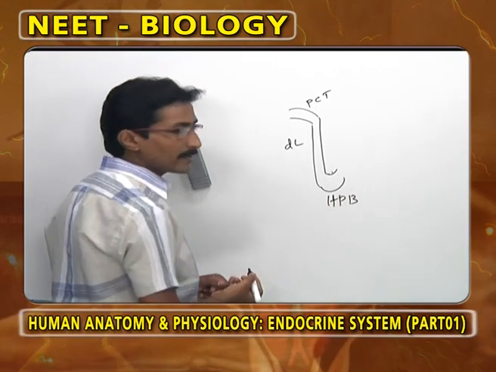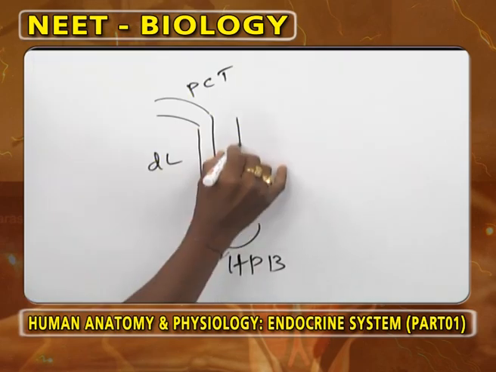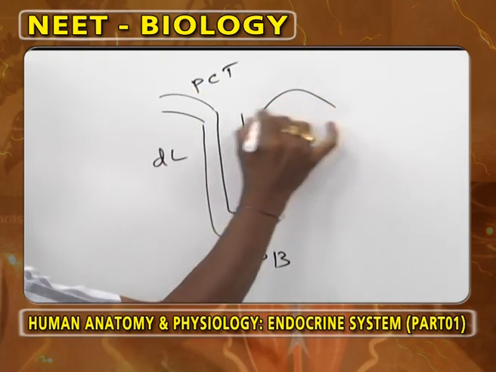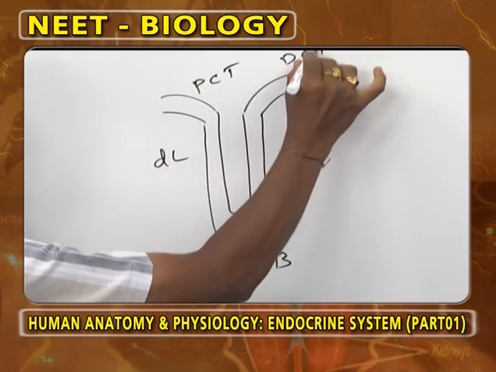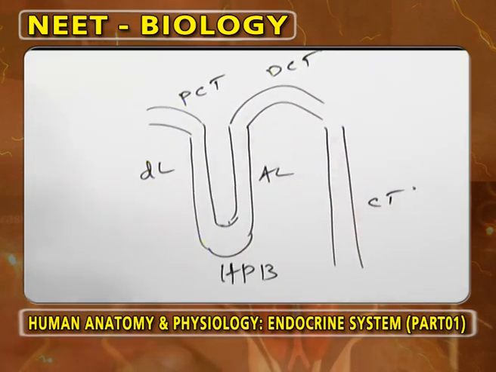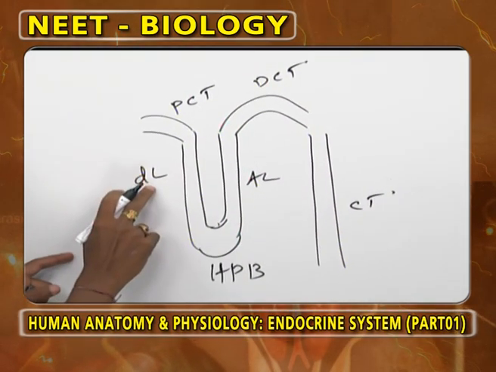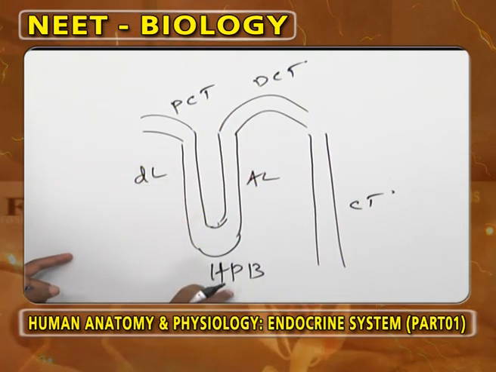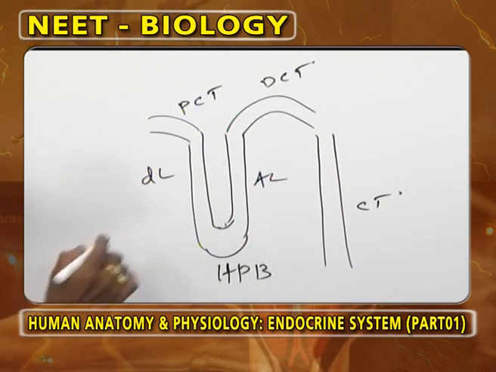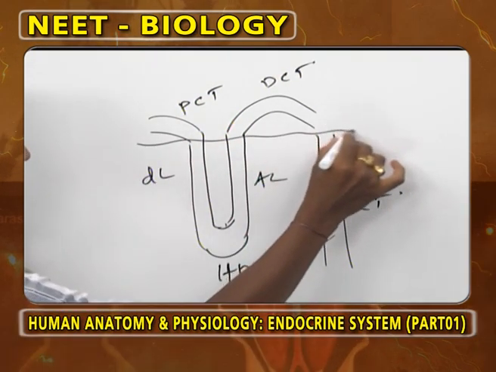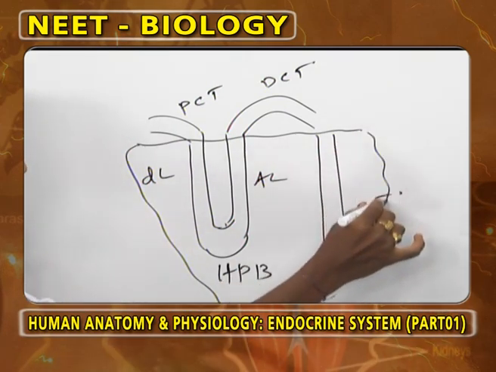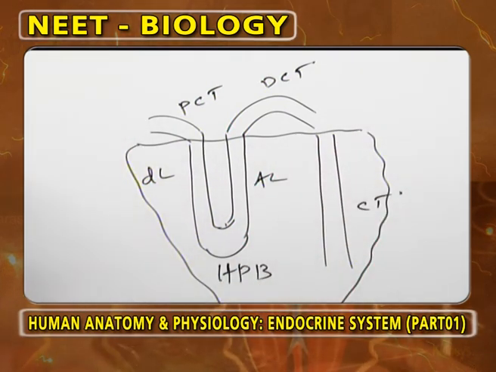This is called hairpin bend, and this one we call the ascending limb, and this one we call the distal convoluted tubule, and this one we call the collecting duct. As we observe, the descending limb and hairpin bend, ascending limb and collecting duct, all these are present in the medullary pyramid.